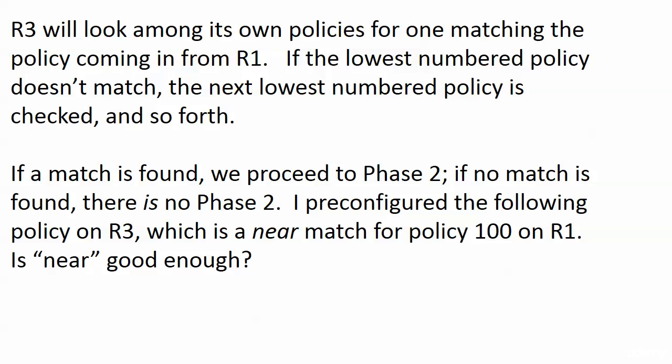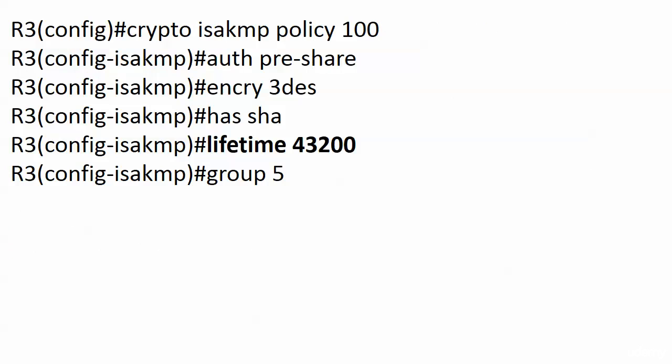Now I'm going to show you on the board the config that I put on Router 3, and I gave you a couple of huge hints here. First, I italicized near because it's a near match for policy 100 on Router 1, the one we just wrote. Is near going to be good enough? And I know you could spot it on your own, but I even bolded the one that's different. So authentication, encryption, hash, group, those are all exact matches for policy 100 over on Router 1. What about this lifetime though? I set that to actually half, 43,200 seconds.